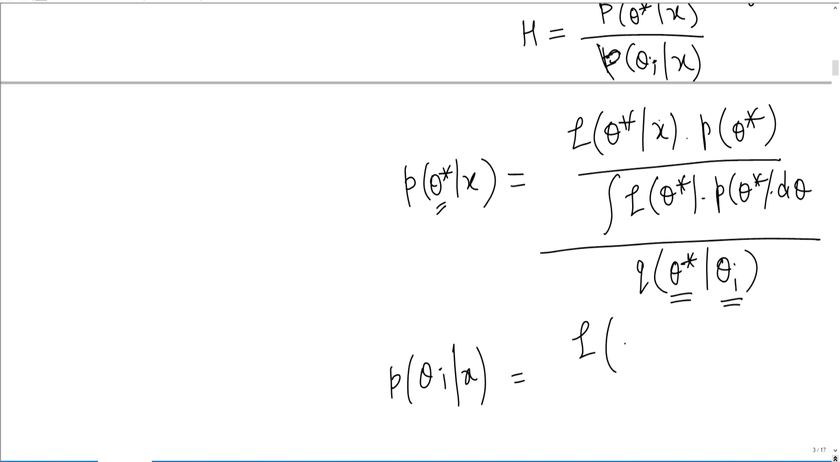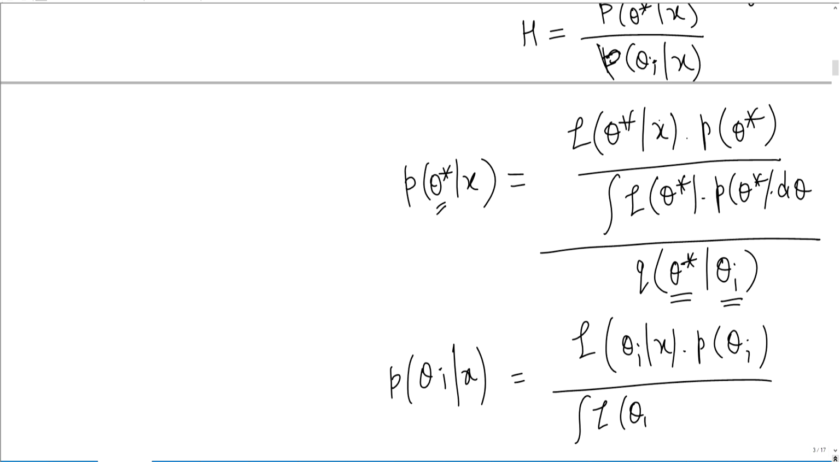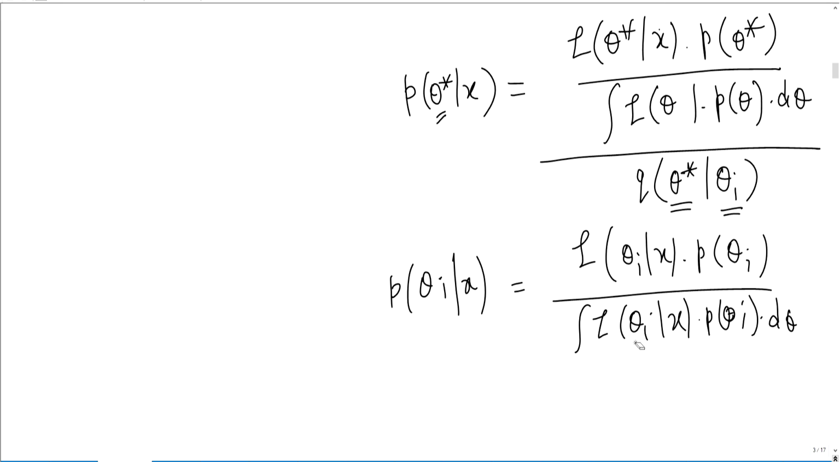So, it would be likelihood of theta I, prior density of theta I, divided by likelihood of theta I, prior density of theta I, d theta. Or not theta I, just theta, right. Theta I is just a particular parameter value. Okay. So, you can write it like this, prior density of theta into d theta. Now, this whole thing divided by proposal density of theta I.